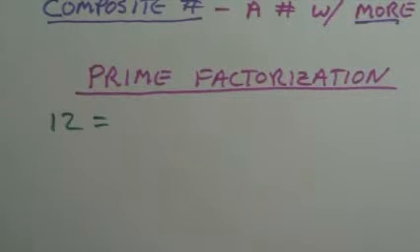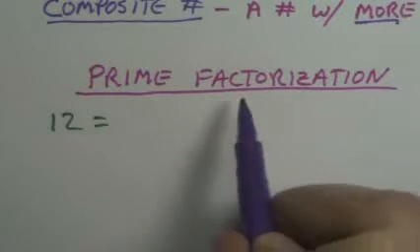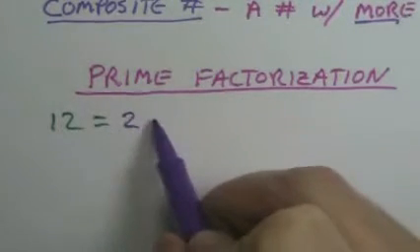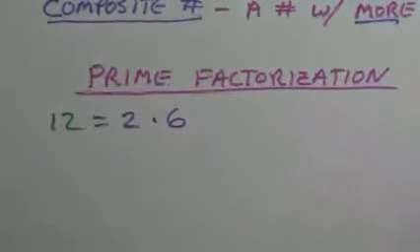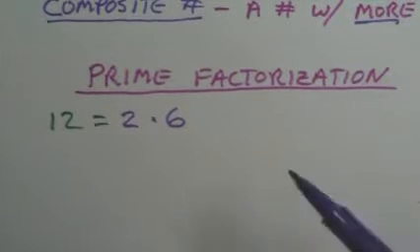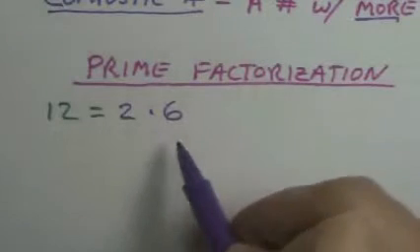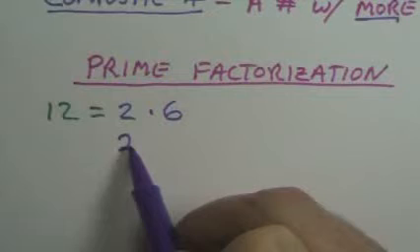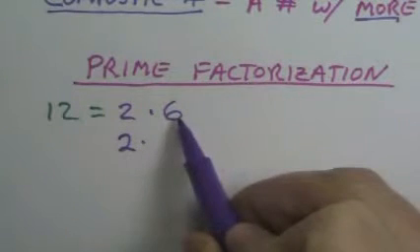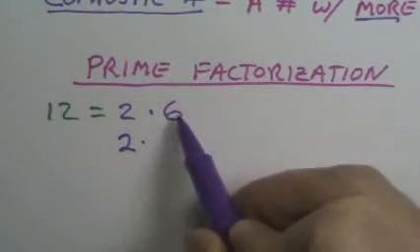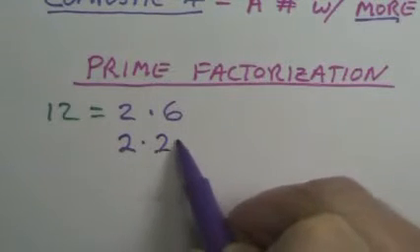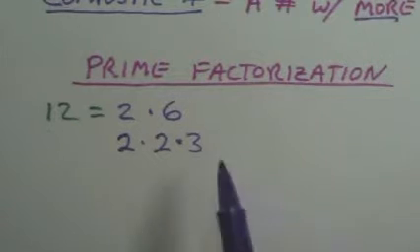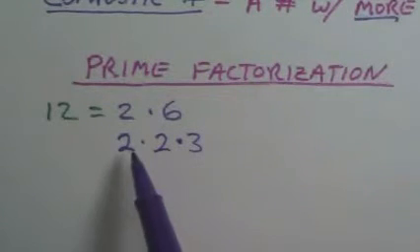Okay, so let's break 12 down to primes. First, we know that 2 goes into 12. 2 times 6 is 12. Now instead of making a factor tree, I'm going to bring this 2 down, because that's already a prime. And then 6, I can break that down. That's not prime. Well, that's the same thing as 2 times 3. So here, this is all primes.